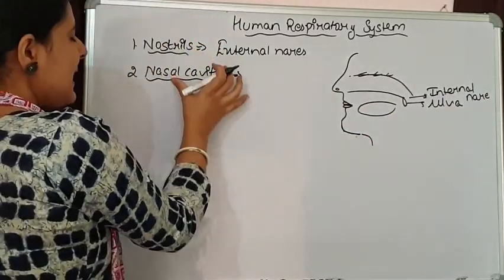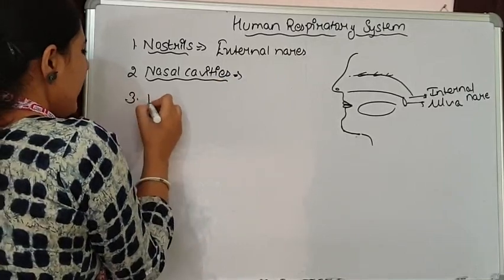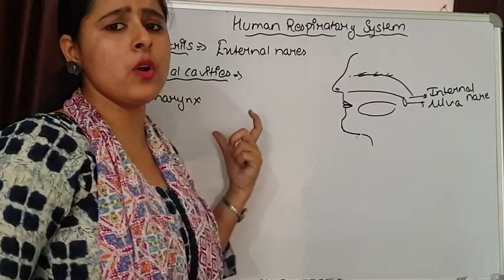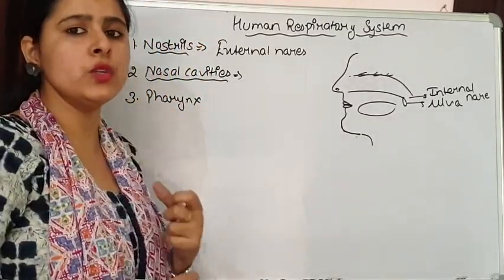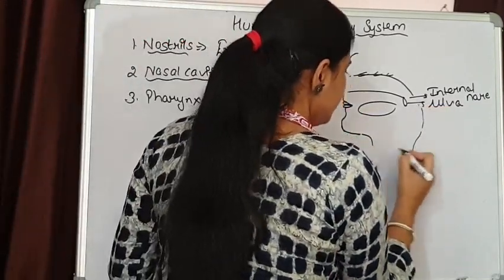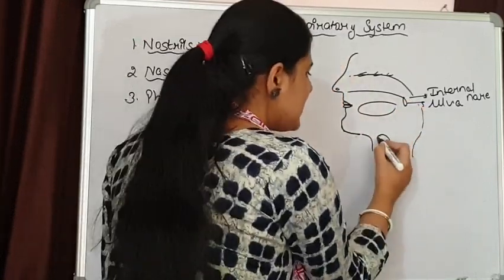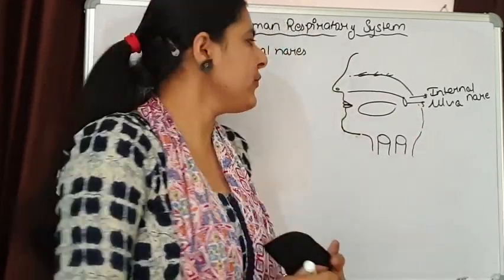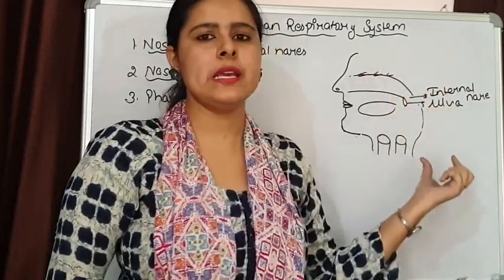Now, the next structure coming from this nasal cavity will be the pharynx. We already talked about the pharynx in the digestive system. Basically, the pharynx region is divided into three types: nasopharynx, oropharynx and laryngopharynx. The pharynx region is common between our buccal cavity and nasal cavity.